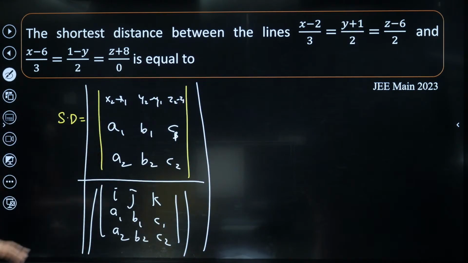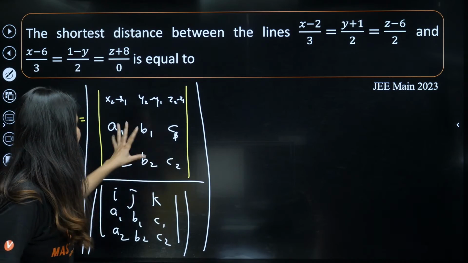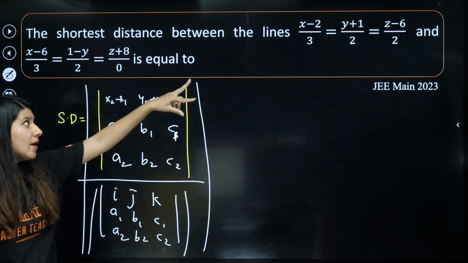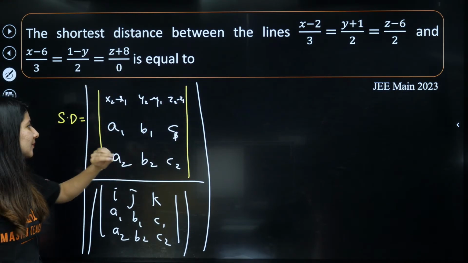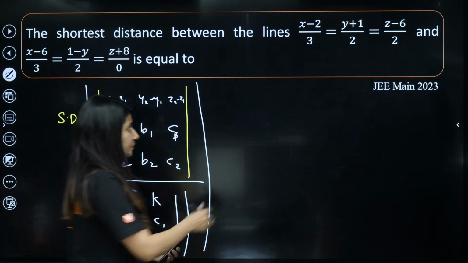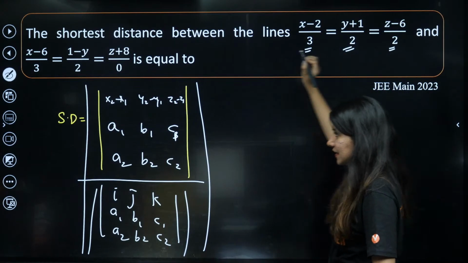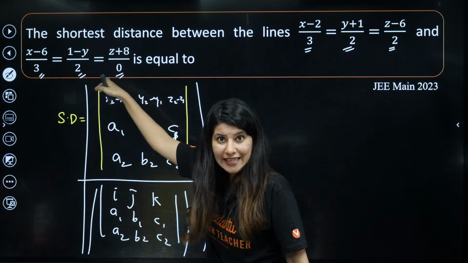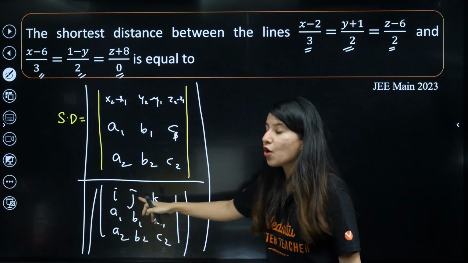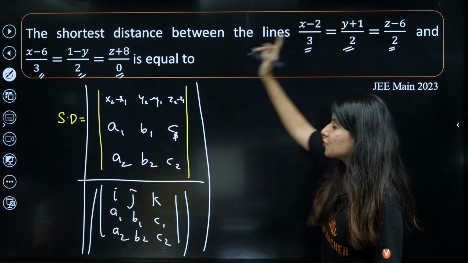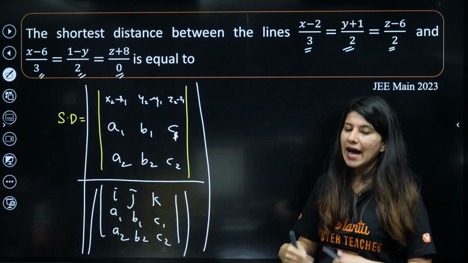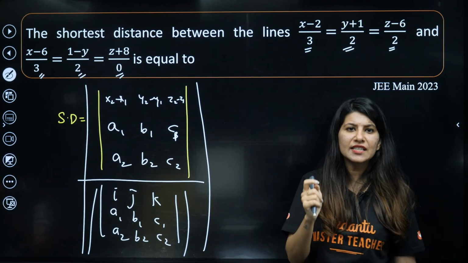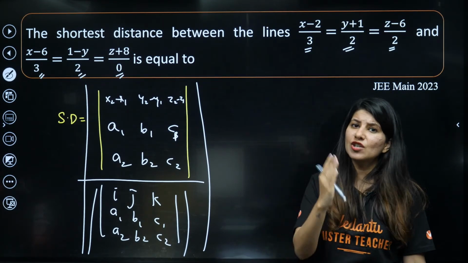Okay, the shortest distance between two lines, there is a very easy formula wherein row 1 will have the differences of coordinates lying on both the lines. I'll show you how, don't worry. The second row will consist of what? The direction ratios of the very first line. The third row will consist of what? The direction ratios of the second line, right? And here we will perform the cross product between the direction ratios of both the lines, take mod and get the shortest distance. As simple as that. And you will definitely see this question, shortest distance between two lines, in your JEE in 2024.